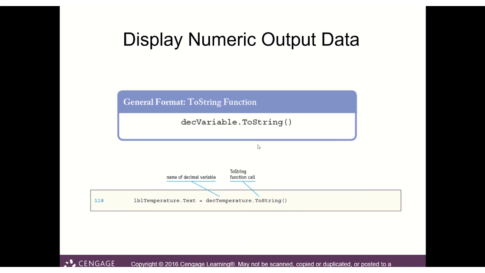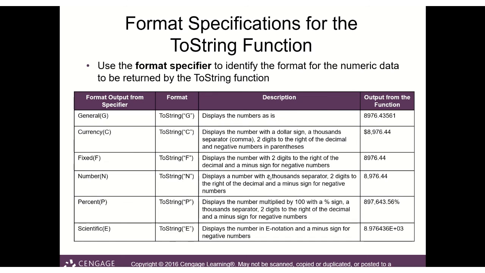So how do you display numeric output data? You have a ToString function. If you have a decimal variable, the ToString function will convert this decimal into a string. But there can be different formats. If you use ToString with the argument G, it displays the numbers as is. If you use C, that's how you display currency: any decimal number is retained to 2 decimal points, with a dollar sign in front of it and commas. It will be formatted like currency.